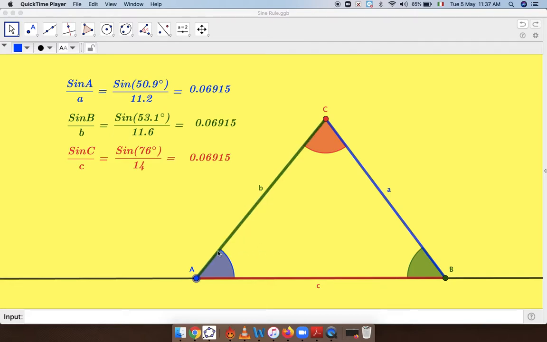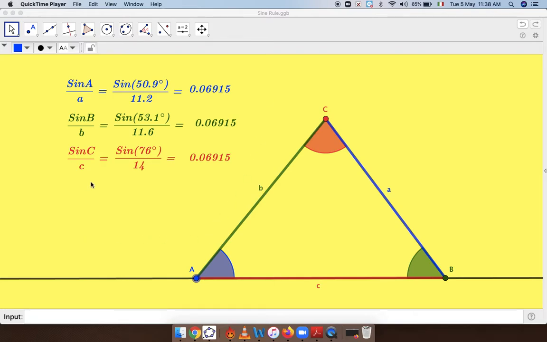So this video is about the sine rule, or the law of sines, and I just wanted to do a quick demonstration here of what's going on exactly with the sine rule. So this is not a proof of why the sine rule works. It's just a little visual numerical demonstration to show you what's going on.